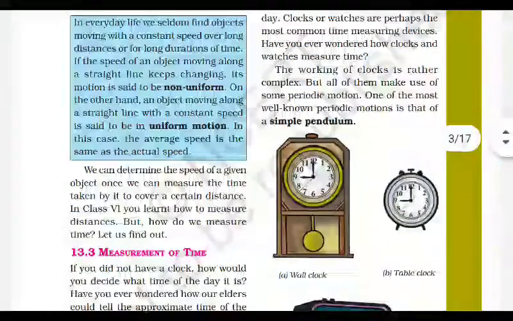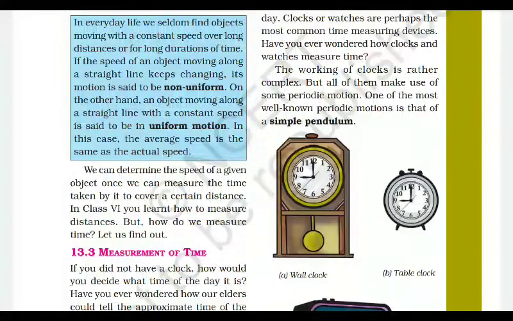We can determine the speed of a given object once we can measure the time taken by it to cover a certain distance. In Class 6, you learned how to measure a distance. But how do we measure time? Let's find it out.